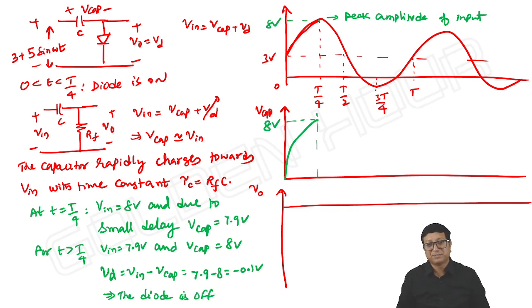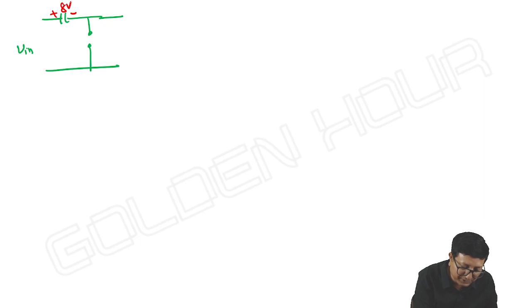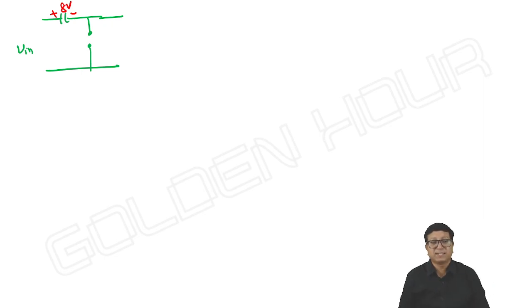Once the diode is off, what happens? There is no path for the capacitor either to charge or discharge. Up to this point, Vd is almost 0 and V input is equal to V capacitor. Once the diode is off, the equivalent circuit is something like this. The capacitor has charged up to 8 volts, the peak amplitude of the input. Later, the capacitor can neither charge nor discharge.